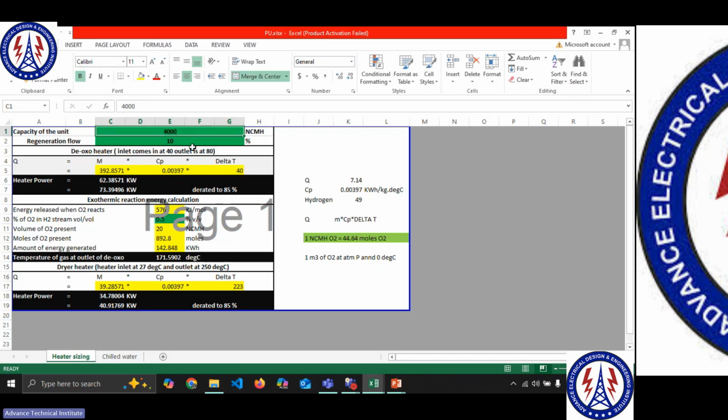4,000 into 0.5 percentage. It's 20. Right. I'm telling that my total volume is 4,000. I'm telling that my total volume gas of flow, hydrogen, is 4,000. No, total volume of the stream is about 4,000. And I have about 0.5 percentage impurity.